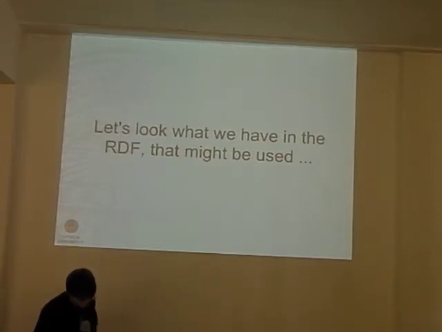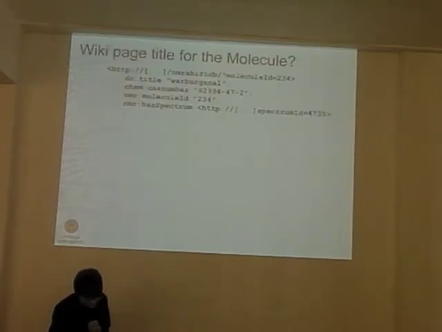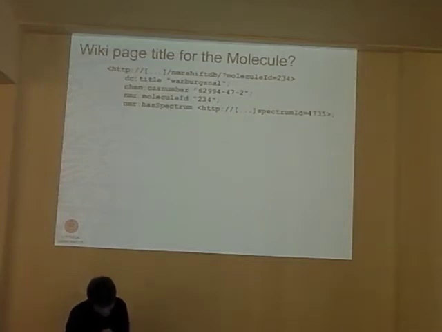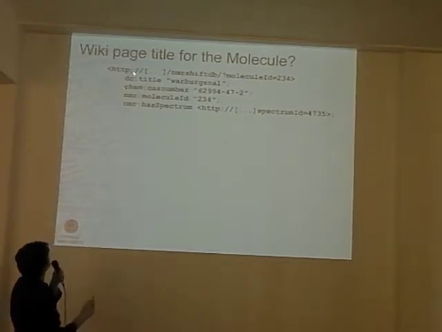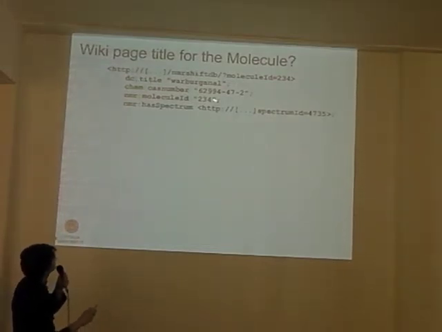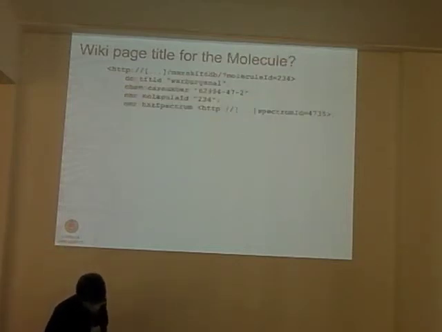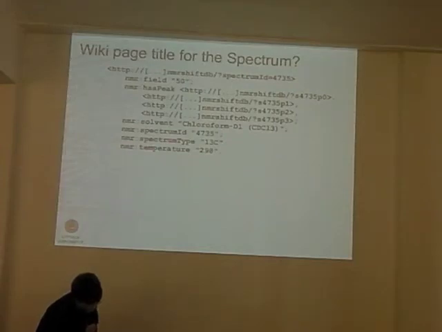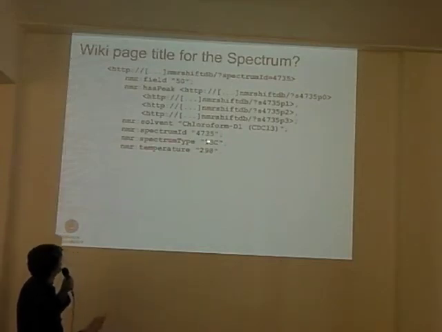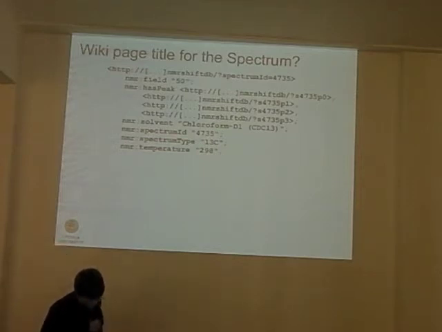So let's take a look at the RDF, if there's some stuff that we might use to choose a good wiki title. So there's a lot of stuff. For example, you have the Dublin Core vocabulary, which has stuff like title. So any of these should be maybe quite sensible to use for the molecule, and then for the spectrum, you might have some custom identifier that you introduced yourself in the experimental data.